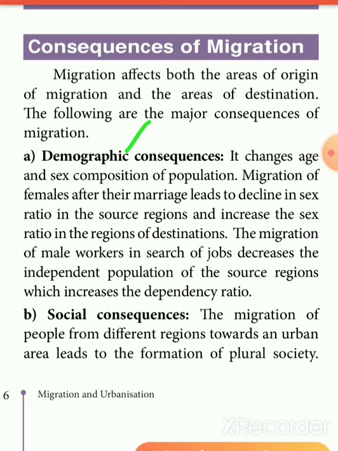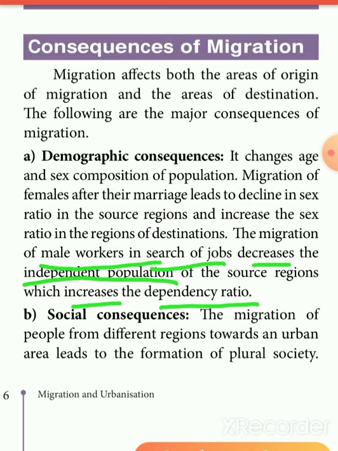If a lady gets married and goes to her mother-in-law's house, that is the origin of migration, and after that at the destination some kind of changes also happen there. Next, the migration of male workers in search of jobs decreases the independent population, and the dependency ratio also increases there.